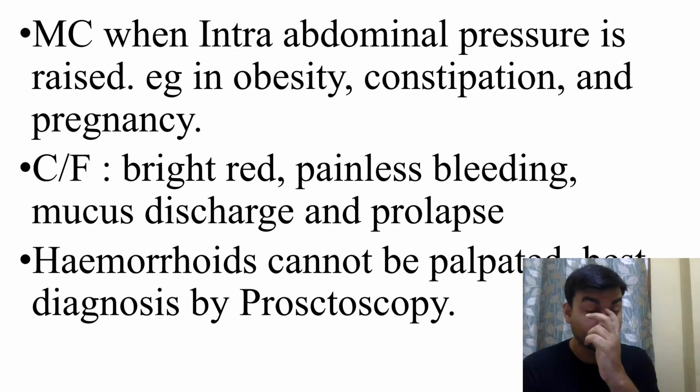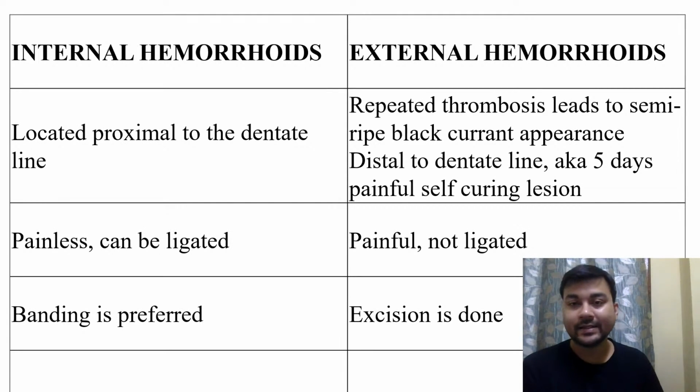Now there are actually two types of hemorrhoids: external hemorrhoid and internal hemorrhoids. Internal hemorrhoid is divided into different grades. Those grades are very, very important. Let's discuss the differences between internal and external hemorrhoid first, then we'll move on to the grades. Internal hemorrhoid is located proximal to the dentate line, and external hemorrhoid is located distal to the dentate line.